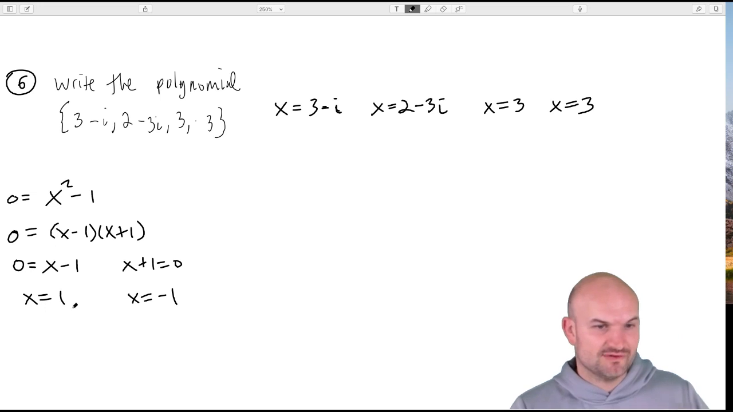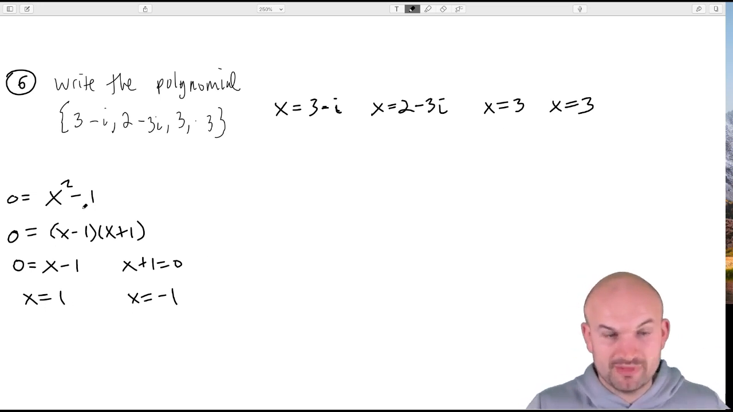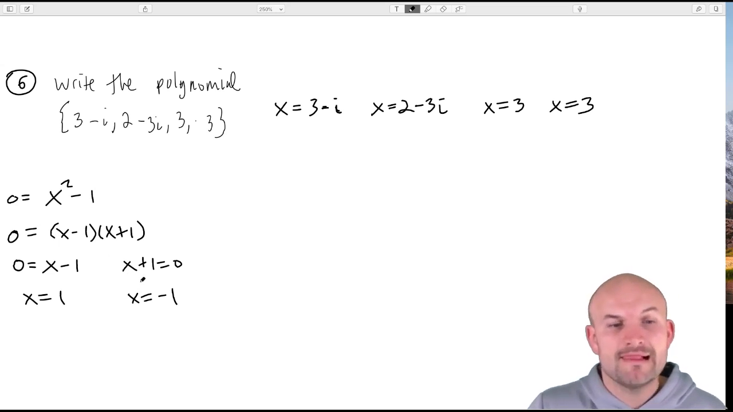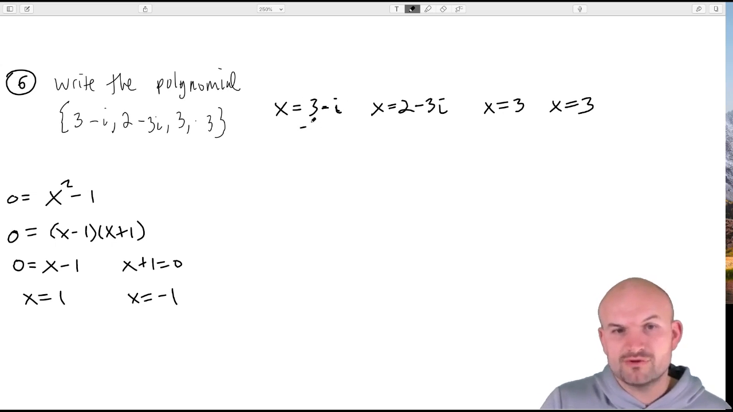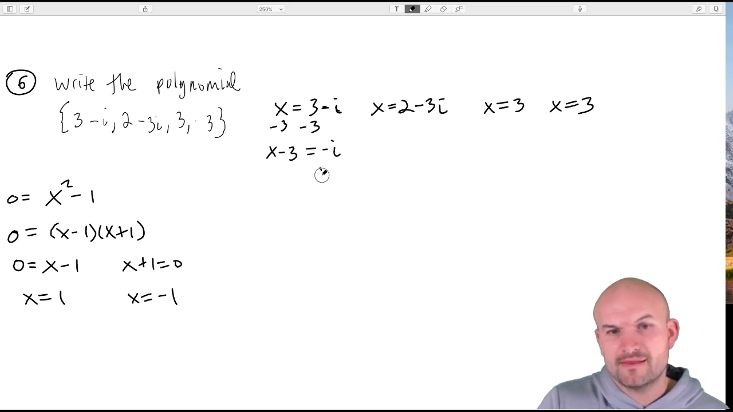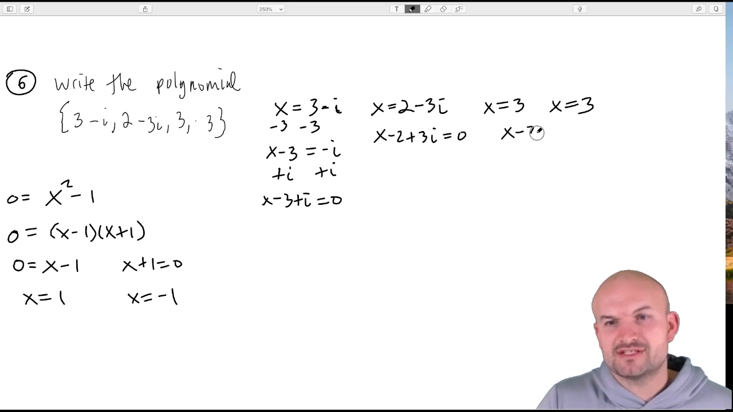So our goal is basically to take our solutions, which we have written down here, now equal x, and write them as a polynomial. To do that, first thing we need to do is set each of these zeros equal to 0, so we're just going to solve each of these. So this would be x minus 3 equals negative i plus i. So x minus 3 plus i equals 0. This one then would be x minus 2 plus 3i. And this would be x minus 3 equals 0 and x minus 3 equals 0.